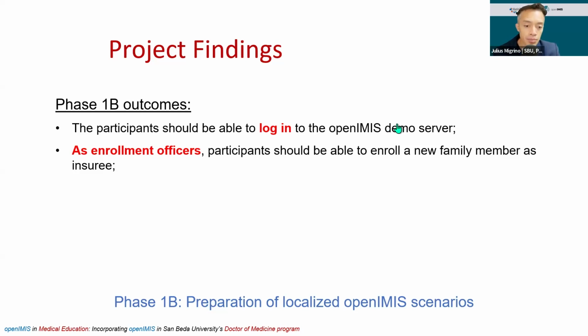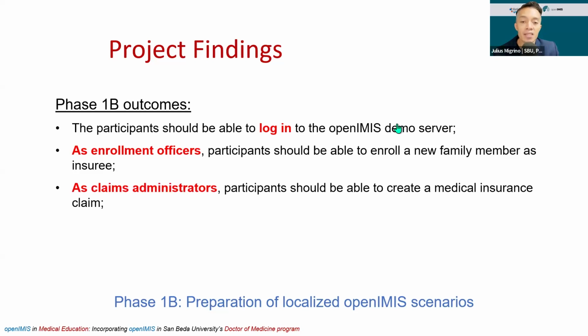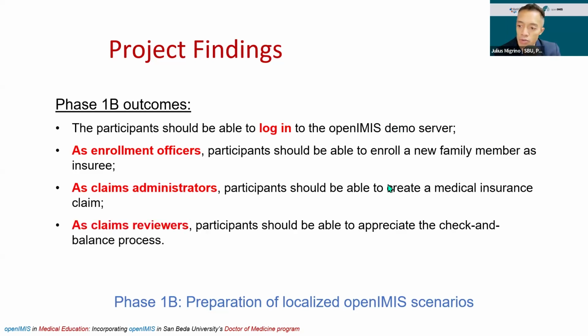The third outcome would be as claims administrators, wherein participants are tasked to create medical insurance claims by the new insuree that they just enrolled, the insurance claim coming from a health facility, as well as to identify information needed to process medical insurance claims. Now, the fourth outcome would be as claims reviewers. And the outcome for this phase is a little bit shallow. The participant should be able to at least appreciate the multi-step checks and balance processes involved in medical insurance claims.